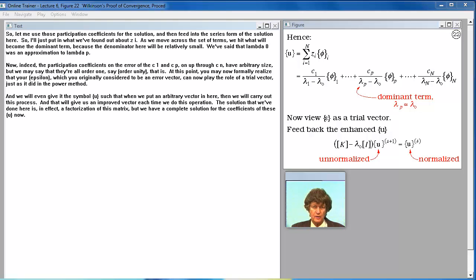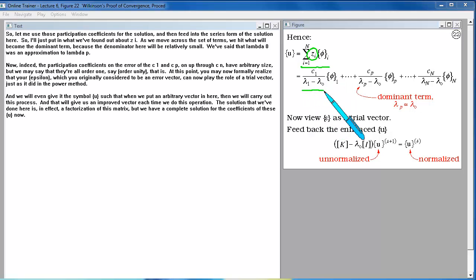So let me use those participation coefficients for the solution and then feed into the series form of the solution here. So I'll just put in what we found out about the z sub i. As we move across the set of terms, we hit what will become the dominant term because the denominator here will be relatively small. We said that lambda 0 was an approximation to lambda p. Now indeed the participation coefficients on the error, the C1 and the CP on up through Cn, have arbitrary size, but we may say that they're all of order 1, let's say, order unity, that is.